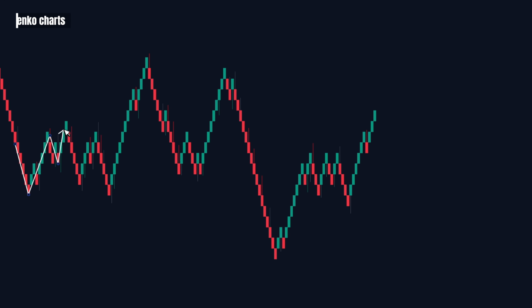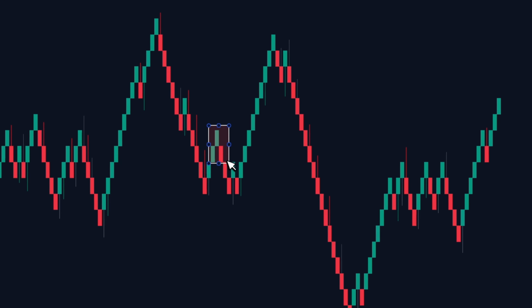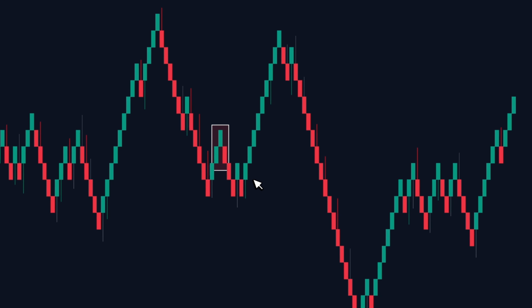Renko Charts. They ignore time and focus only on price movement. Blocks, called bricks, form only when price moves by a set amount. Green bricks equal bullish moves. Red bricks equal bearish moves. This helps remove market noise and makes trends super clear. But remember, you don't see real-time candles or volume.